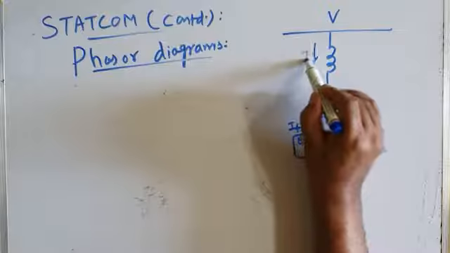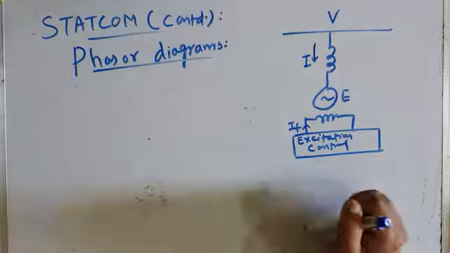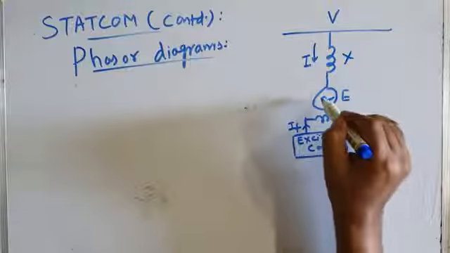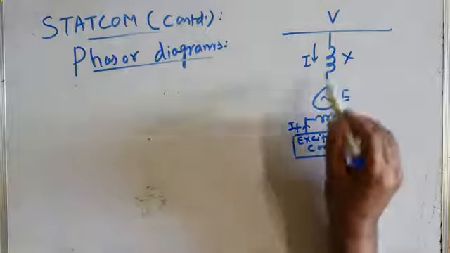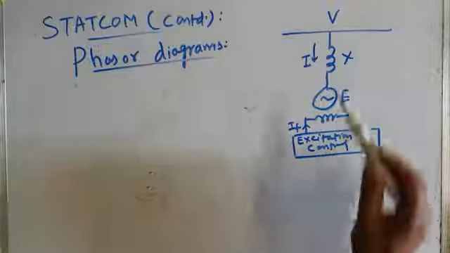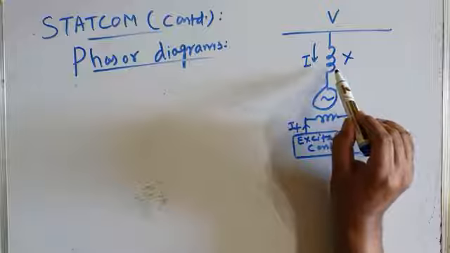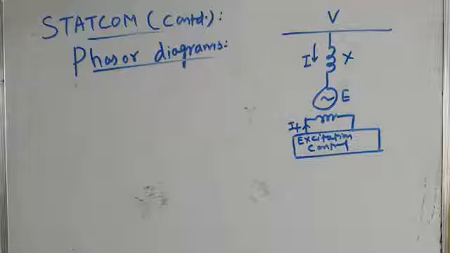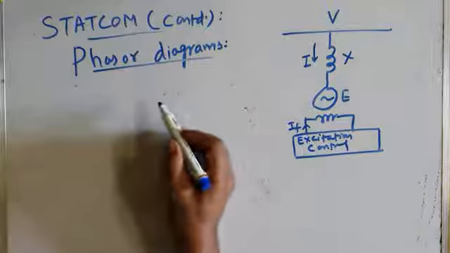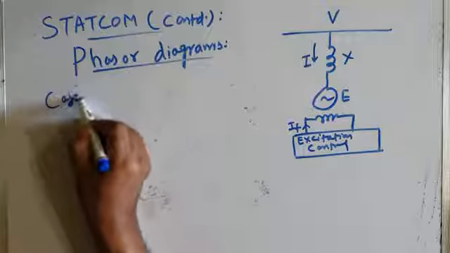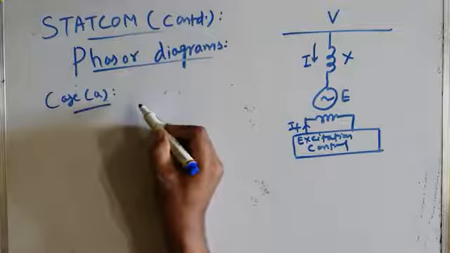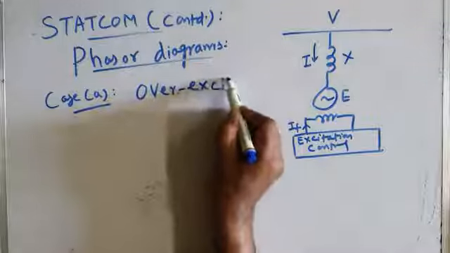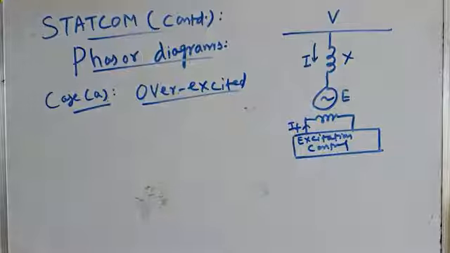Let us assume that a current I flows between the AC bus and the machine, and the machine output voltage is coupled with the AC bus voltage through an interfacing reactor X. Now let us take case A. Case A is that the machine is overexcited. The machine is operating in overexcited mode.